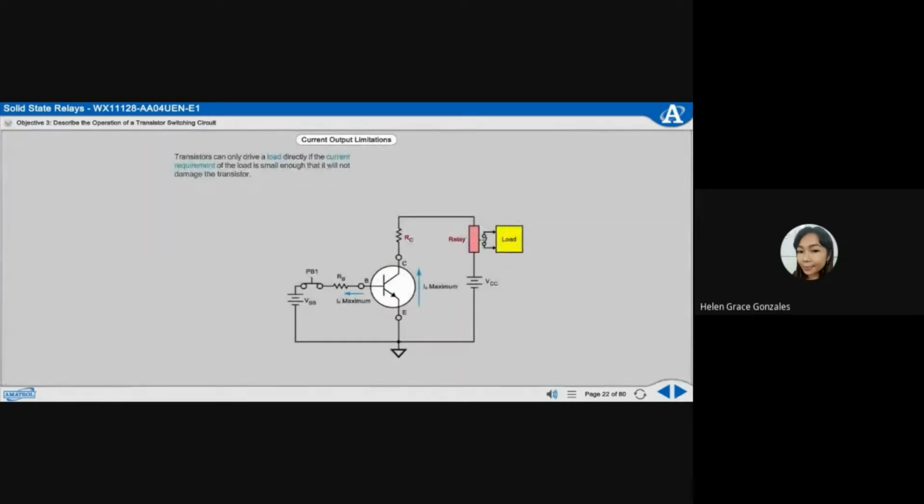Transistors can only drive a load directly if the current requirement of the load is small enough that it will not damage the transistor. If the transistor switch must control a larger current, a relay can be placed between the transistor and the load as shown. The collector current energizes the relay coil. The relay contact supplies power to the load. In this type of circuit, a resistor is also placed in series with the transistor output for current protection.